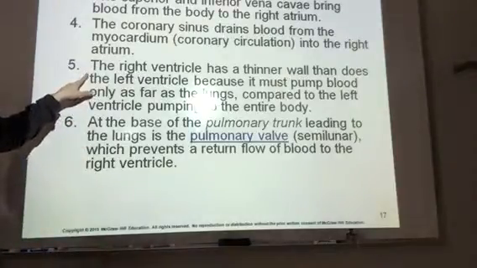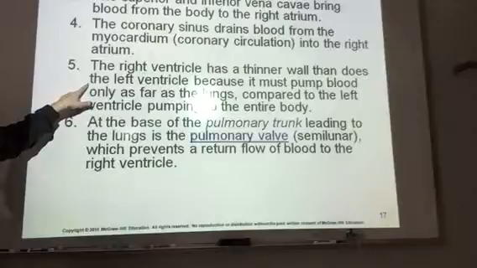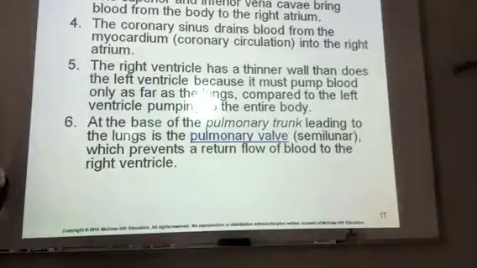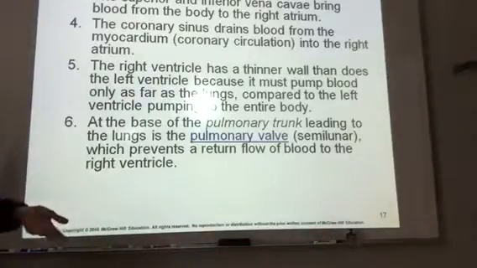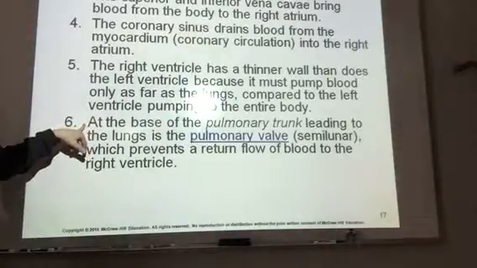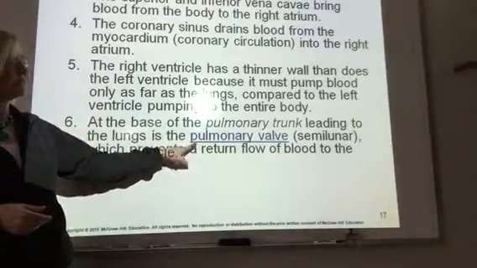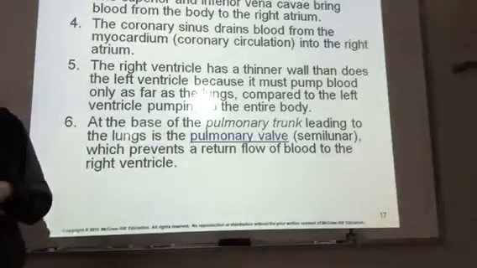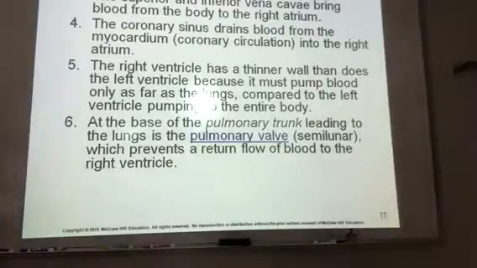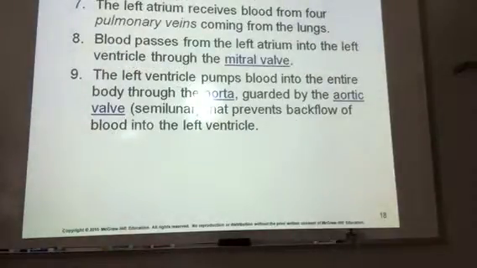Right ventricle has a thinner wall than the left ventricle because it only has to pump blood to the lungs, where your left ventricle has to give a huge squeeze and pump blood to your big toe, to your brain, and everywhere. The pulmonary trunk, so at the bottom of the pulmonary trunk that leads to the lungs, is the pulmonary valve. They are also called semilunar valves, and they prevent a return of blood back into the ventricle. So every valve in your heart prevents blood from flowing backwards because we don't want that to happen.